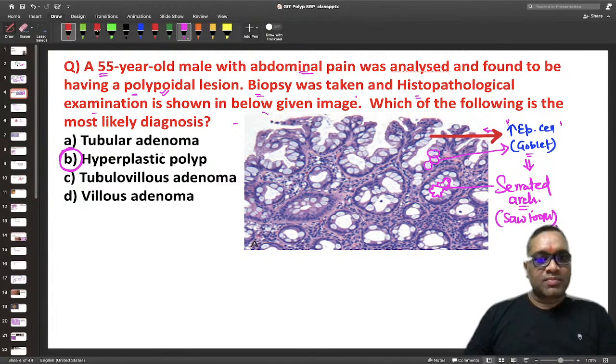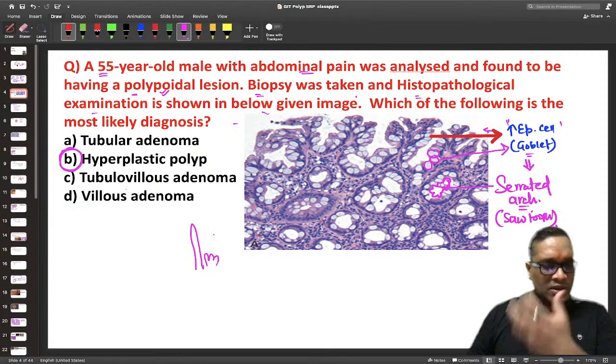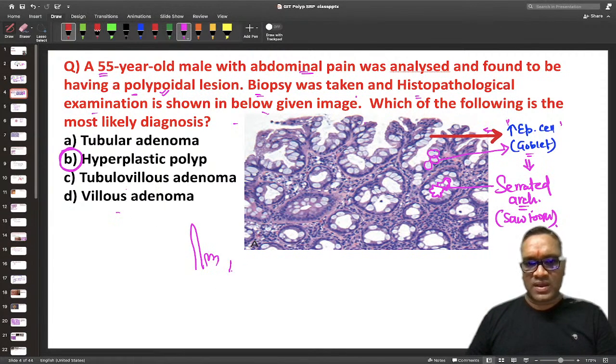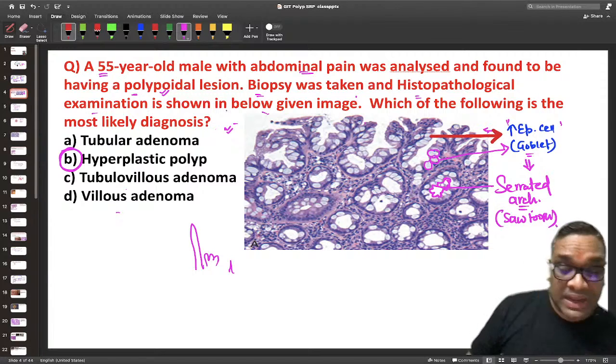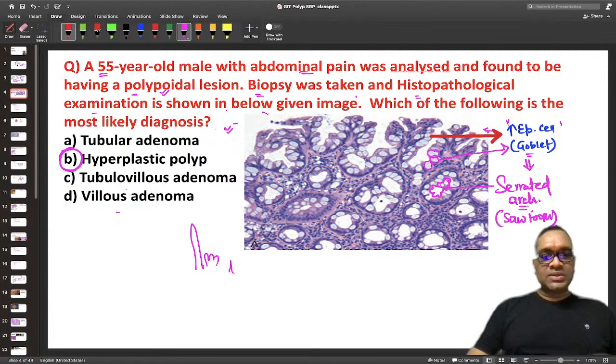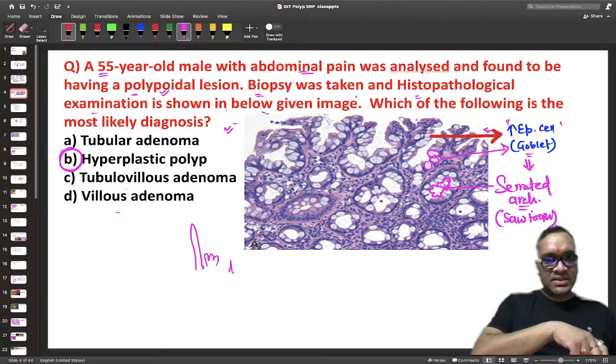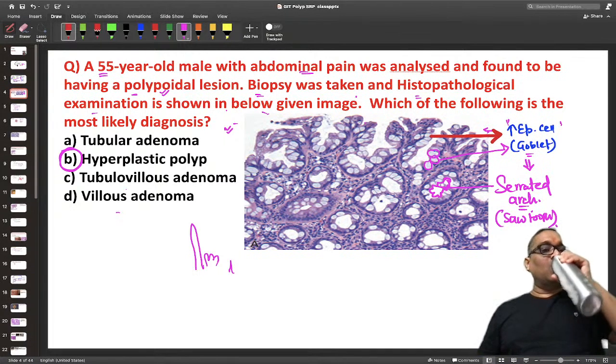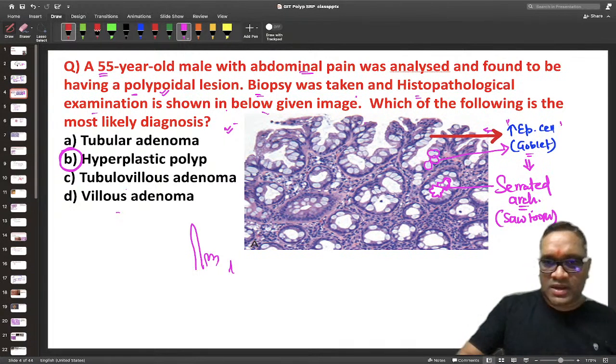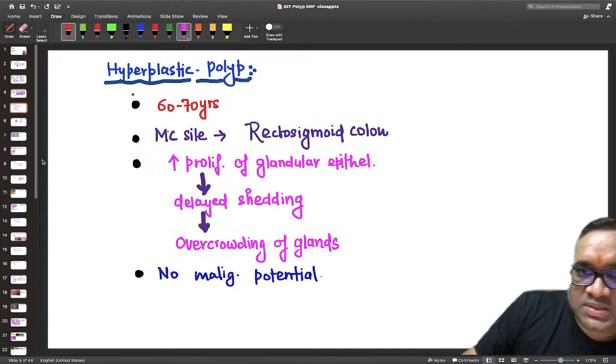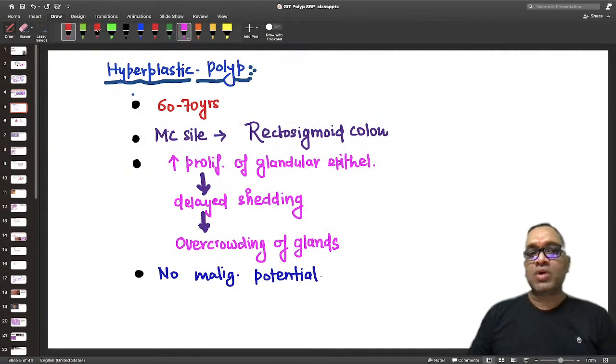So this is not a tubular polyp. A tubular polyp will have tubule-like structures. Tubulovillus will have tubule and villi-like structures, which I will explain later, and villus will have finger-like villi. So all these things we are going to discuss. This was a very clean question. This question came in AIIMS 2016 also, right? So whenever you find this kind of polyp, that is the hyperplastic polyp. I'm going to explain also, don't worry. So this is how you have to understand hyperplastic polyp.